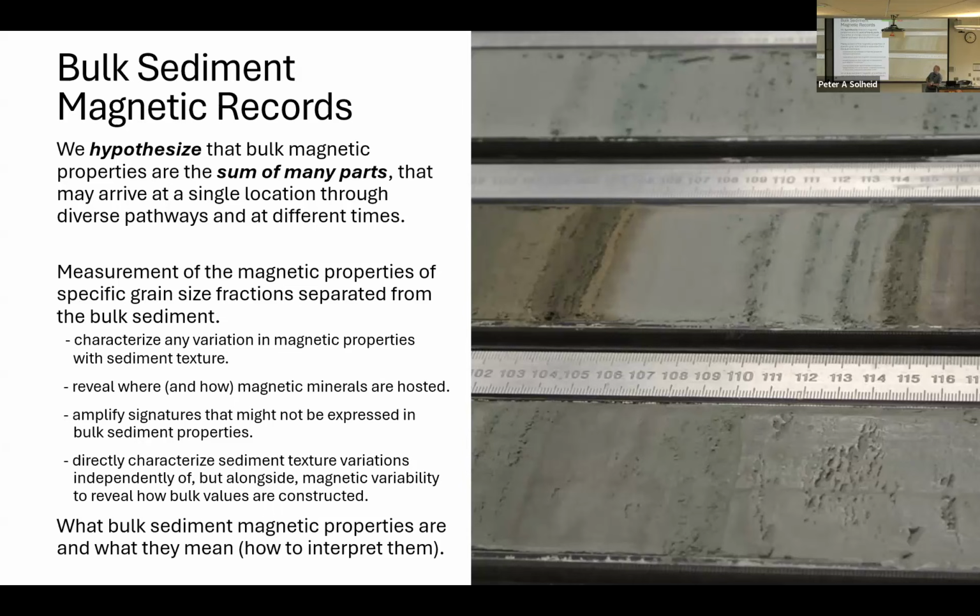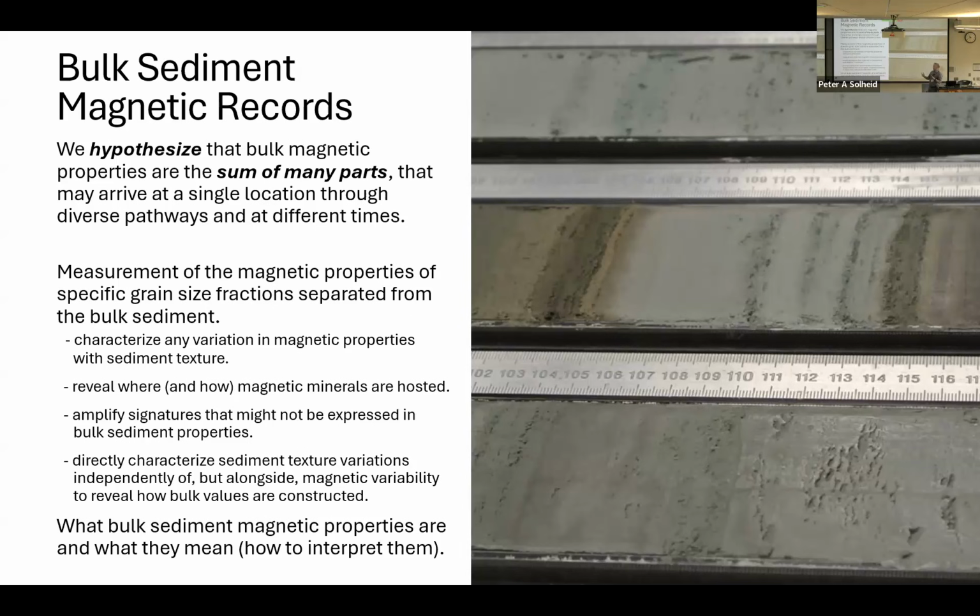And the way that we go about it is by splitting the bulk sediment down into a range of different grain size fractions, making the magnetic measurements on those fractions, and then trying to understand how in combination you can put them back together to understand what's driving the bulk magnetic property variability. And this can give us some key insights. It can tell us how heterogeneous or how homogeneous magnetic properties are within that bulk sediment.